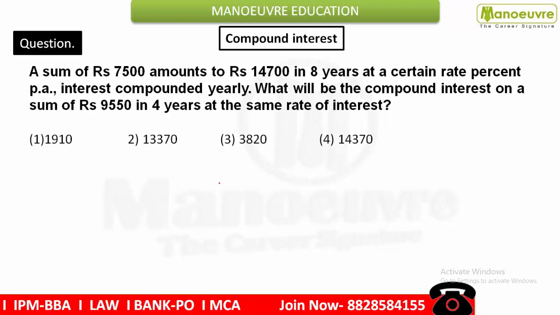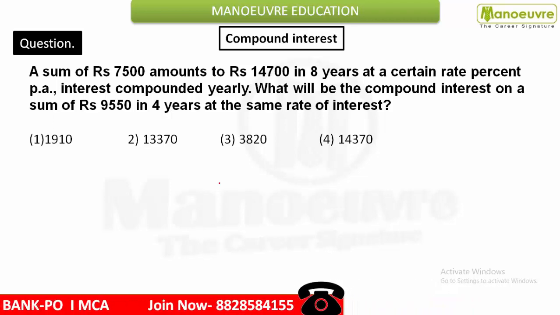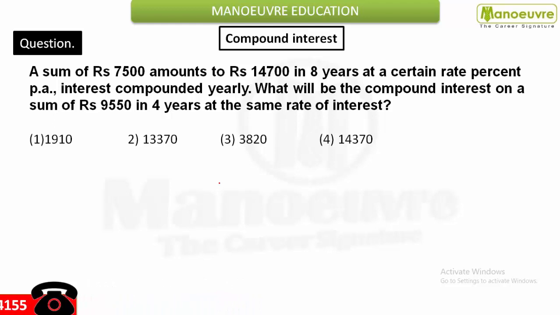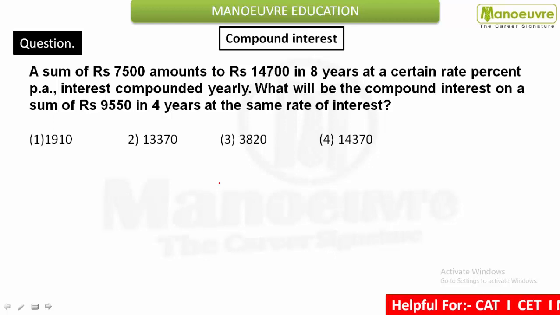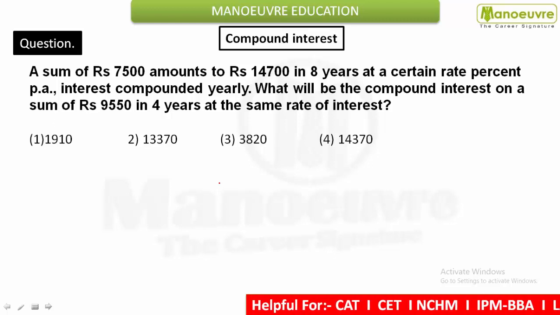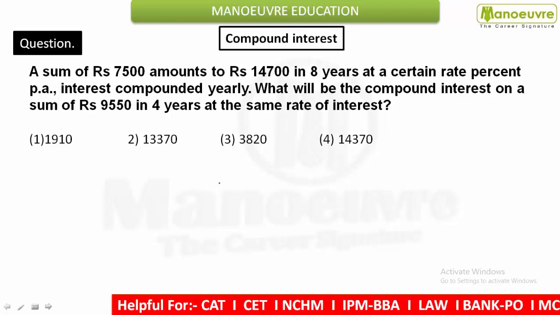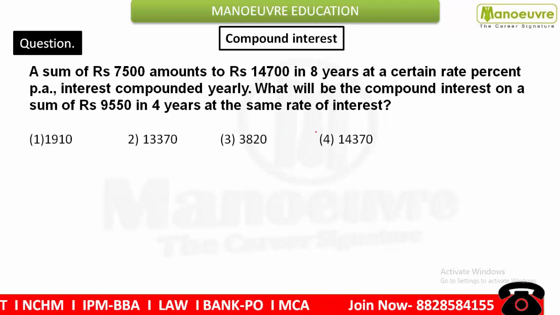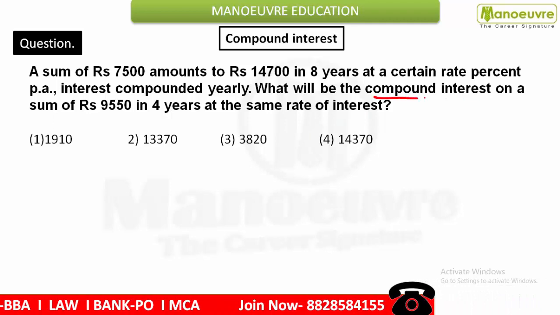Okay. So the question says: a sum of rupees 7500 amounts to rupees 14,700 in 8 years at a certain rate percent per annum, interest compounded yearly. What will be the compound interest on a sum of 9550 in 4 years at the same rate of interest? Okay, so here it is asking about compound interest.